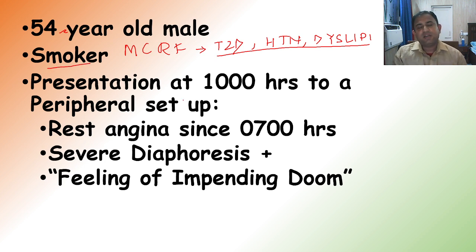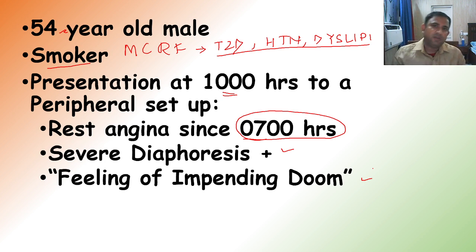So he presented initially to a very remote setup at around 1000 hours, with a history of angina since सुबह के 7 बजे, 7 AM. He started having this classical chest pain with a Levine sign. And apart from the chest pain, he also had diaphoresis and he had a feeling of impending doom. मैं मरने वाला हूँ डॉक्टर साहब. That is what the patient comes and tells you, and you will see him absolutely pale and sweating, with cold sweats, and you can see that fear of death in his eyes. So whenever you encounter such patients, always be very sure that he is having something very sinister.